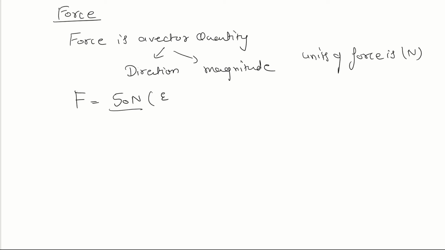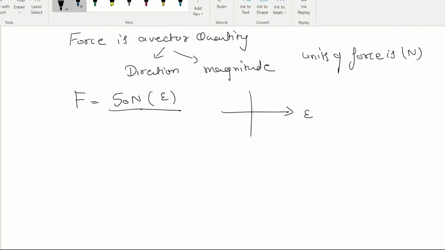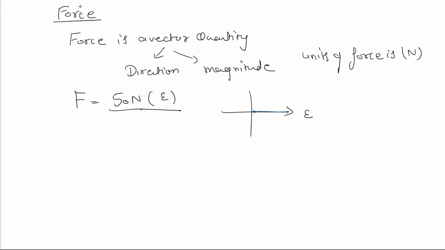So if the force is acting in the east direction, north direction, or west direction, in this case I have taken the assumption as east direction. Because it's a vector quantity, we will apply all the rules of vectors on this one. So if I have to represent this, this is east, so I'll represent the force in the east direction. This is 50 newtons in east direction.